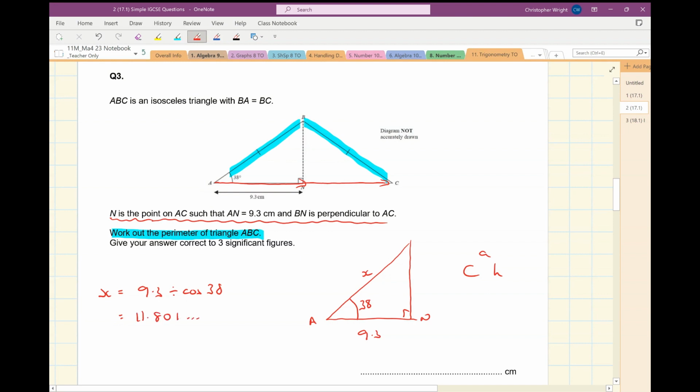11.801 and so on. So the perimeter of my triangle is going to be the base, 9.3 times 2, and then I'm going to have 11.801 plus another 11.801. That's the perimeter of the triangle there, which on my calculator works out to be 42.203 and so on. So giving my answer correct to 3 significant figures, the answer is 42.2.